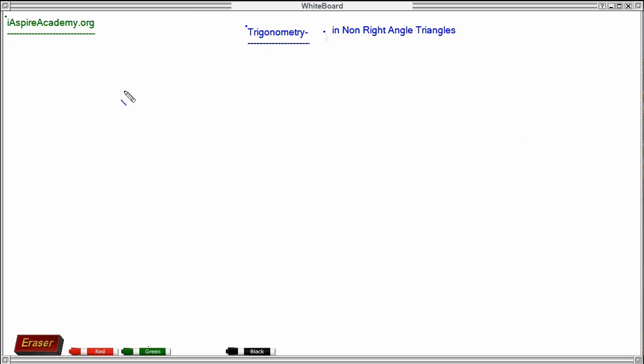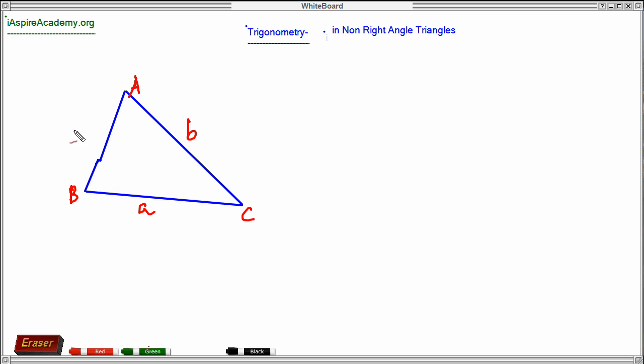So let's first draw a triangle. Let's put it this way. So let's say this is our triangle, and this is A, B, C. So the sides are A, B, C.